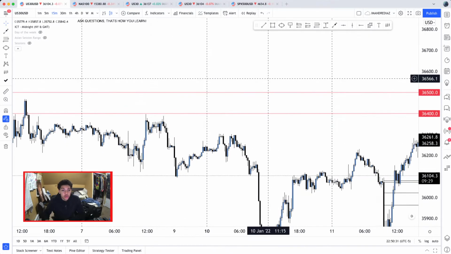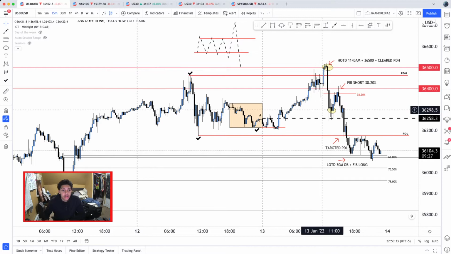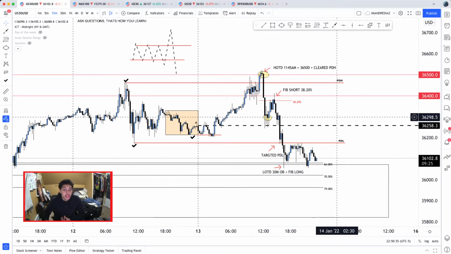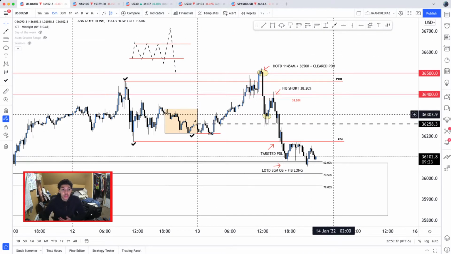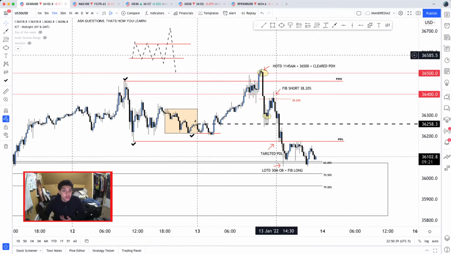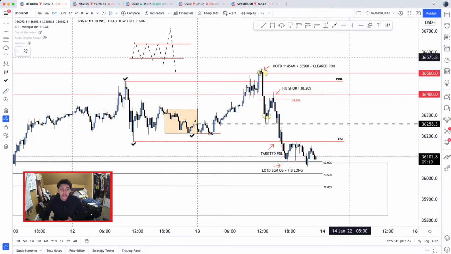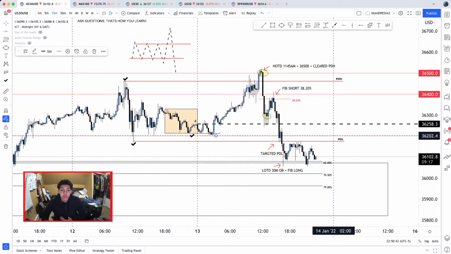So the London close time zone, which is around 10 a.m., has been when we started getting moves as of recently. So that is something you can keep in mind going into this week. And that's also something I'm going to keep in mind also.